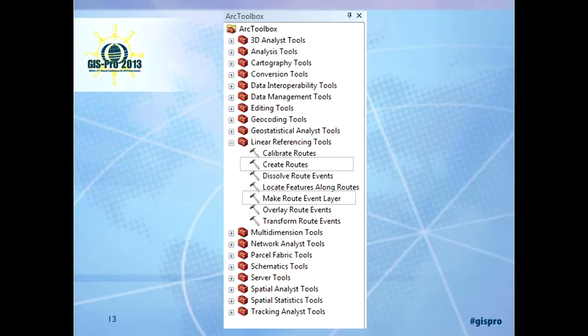And he introduced me to the linear referencing toolbox, which I had never used before. Specifically the make route event layer and create routes tools. These tools assign a value to a line feature based on distance from the origin.